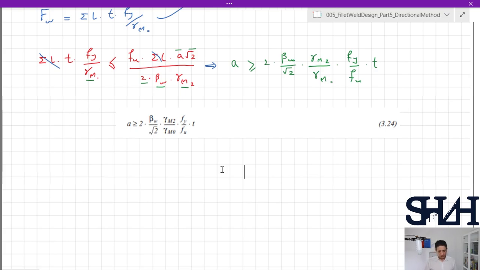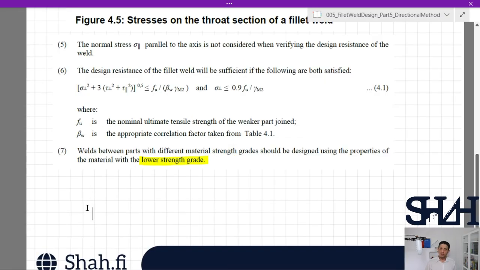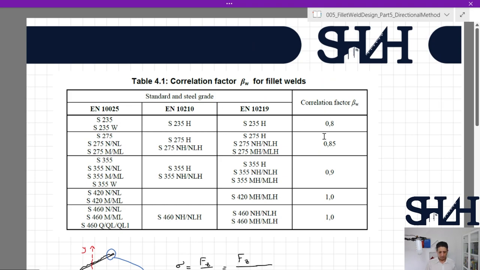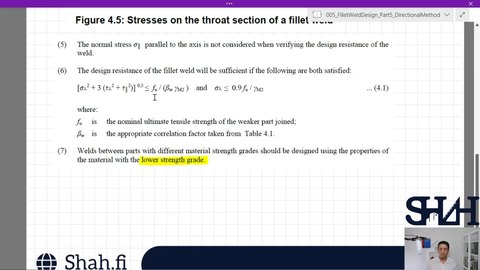So here is what we understood. Just to recap, for dimensioning of the weld, you just need to calculate the stresses. And if you calculate the stresses, then you can come to this equation. Beta W can be taken from the given table 4.1. From here, you can see that beta W is something 0.8, 0.9, and then gamma M2 is 1.25, and the rest are pretty simple. If we have beta W, gamma M2, and Fu from the weakest plate, then sigma perpendicular, tau perpendicular, and tau parallel can be calculated according to what we went through.